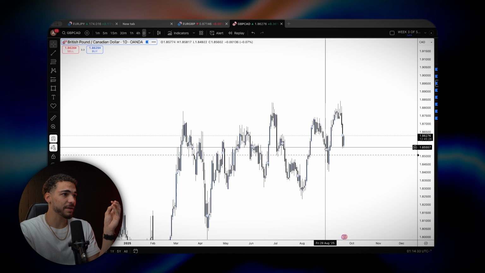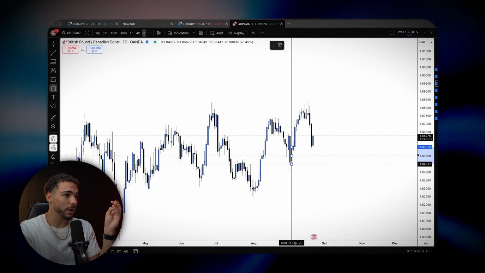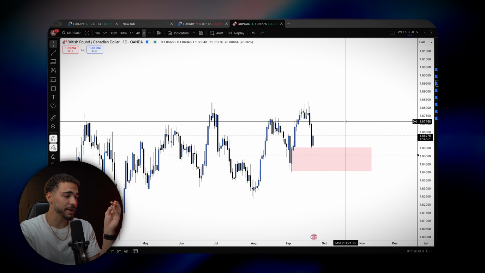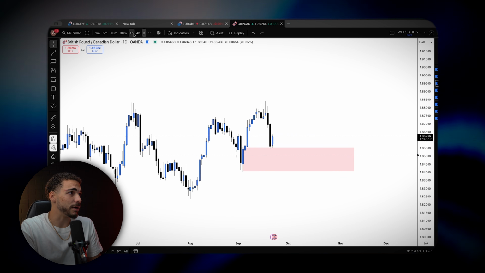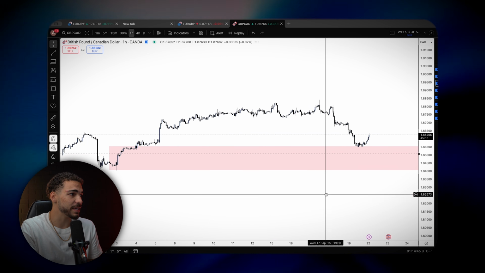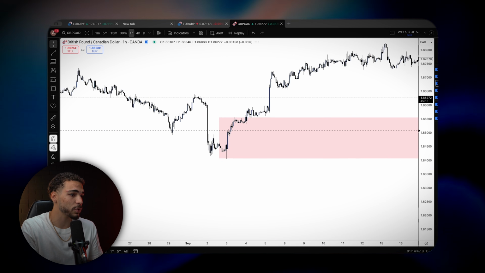And if I go to the daily time frame, you guys can see we have a level 1 daily demand zone resting right here. And yes, price is slightly in it right now, but there's no real move for me to take. I still want to see price reach some sort of lower time frame.